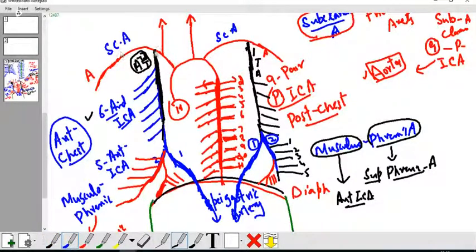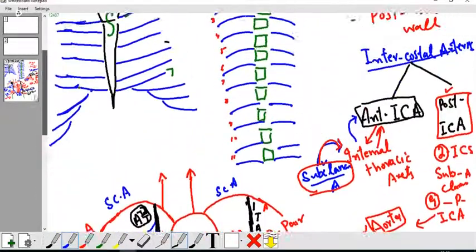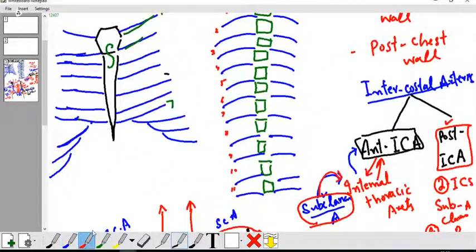The right subclavian and left subclavian first give the internal thoracic artery. Then on this side, the anterior intercostal arteries come directly. It means the anterior intercostal arteries are supplied by the internal thoracic artery. Half of the anterior chest is directly supplied by the internal thoracic artery, then indirectly through the musculophrenic artery it supplies the remaining part of the chest. The blood supply of the anterior chest is the internal thoracic artery.